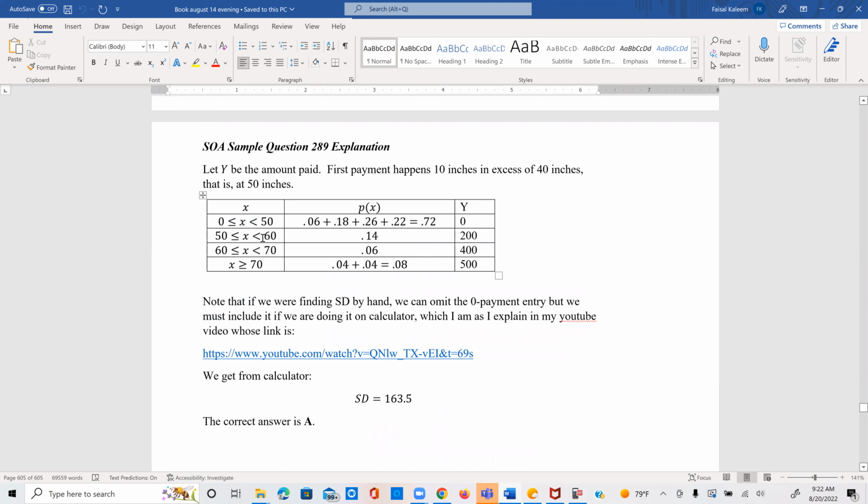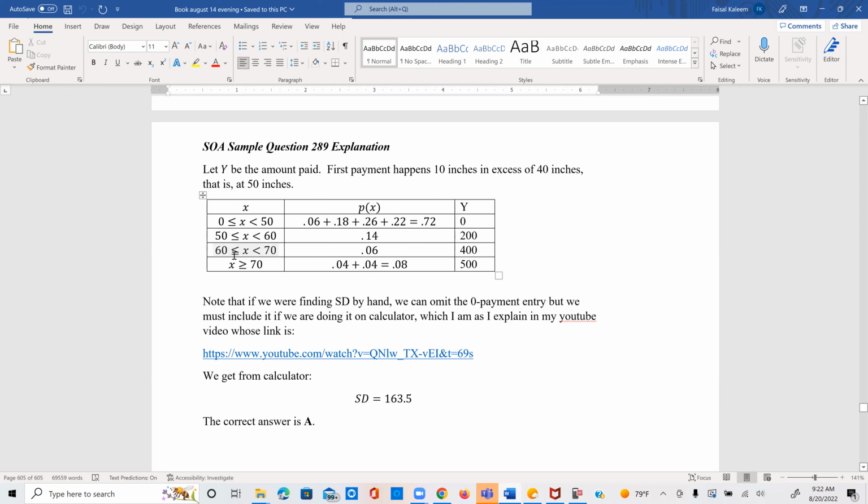And the first payment starts when x is greater than or equal to 50, because that's the first time we are in excess of 40 inches. So the probability of that part was given to be 0.14 for x greater than or equal to 50 and less than 60. And that's the first 10 inches in excess of 50. We're told that for each 10 inches in excess of 40 inches, we get paid 200. So the payment here is 200.